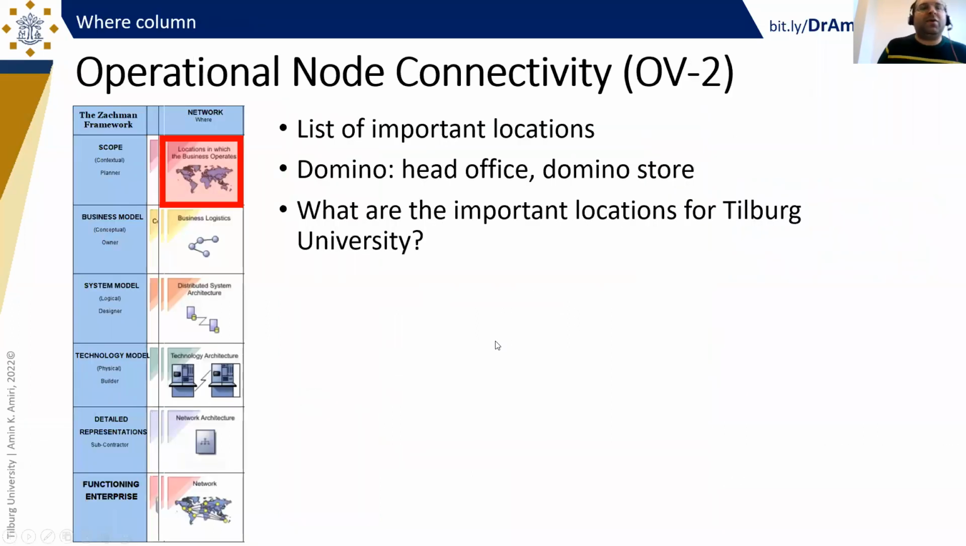Okay, let me show you this one. This is better. So first, we need to specify the list of important locations. For the Domino, the important locations are head office, Domino store, for example, and we use them later to create the operational node connective method. So at this level, this is just a planner's view. We don't create anything, we just put the important locations.